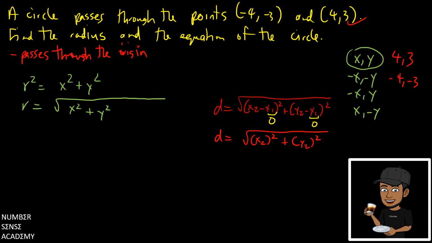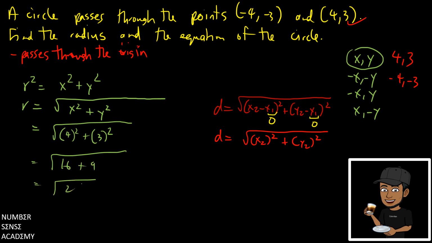So now we can continue solving, and r is equal to, you could use either 4 and 3 or -4, -3, it doesn't matter. You just got to pick one. So I have 4 squared plus 3 squared. 4 squared is 16, 3 squared is 9, the square root of 25 is 5. So r is 5.